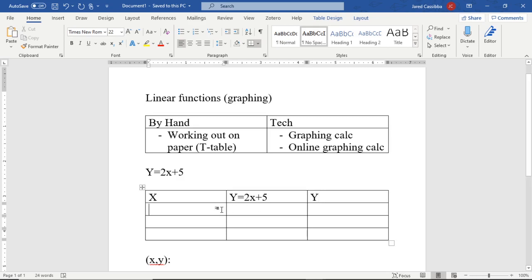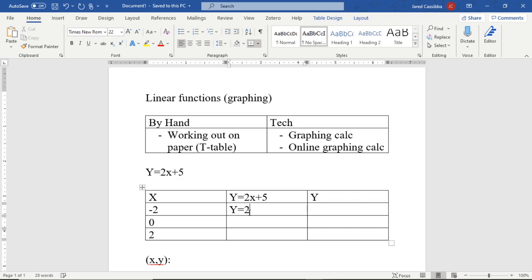Okay, so for the x's, I'm going to pick a negative, a 0, and a positive. You can pick any numbers you want for this unless they specifically tell you otherwise. I like always having one negative, a 0, and a positive, so it gives me both sides of the line. Makes it look nice. So we have our x's here. They're going to replace the x in the equation, so that's what we're going to write in the center column.